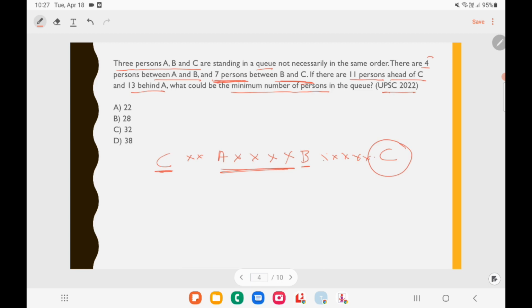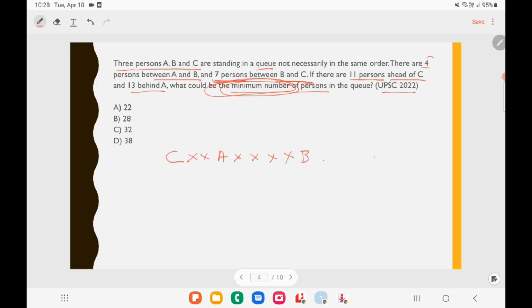So here the question was what is the minimum number of persons. So you need to select those possibilities in which you have to draw the minimum number of persons. So that means C will be here. So I am not taking this case, because if I take that case, there will be so many persons, right? So I am taking this case. So I am taking C here. Now it says that there are 7 persons between B and C. Already 5 are here. So I need to just draw 2 persons. See, we are minimizing the number of persons.